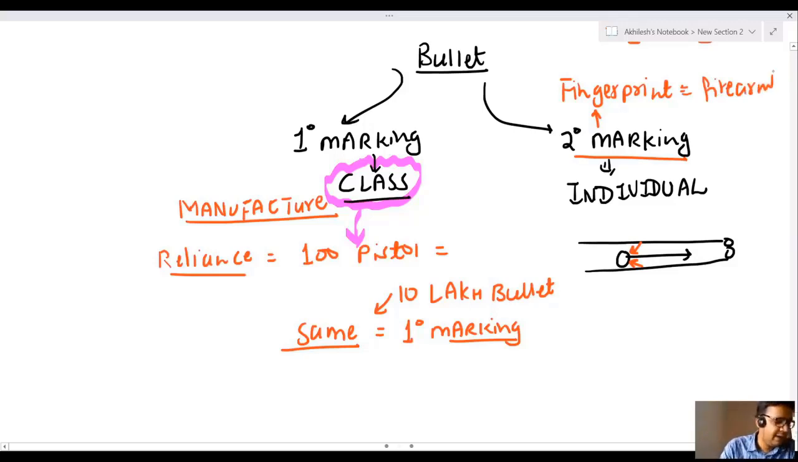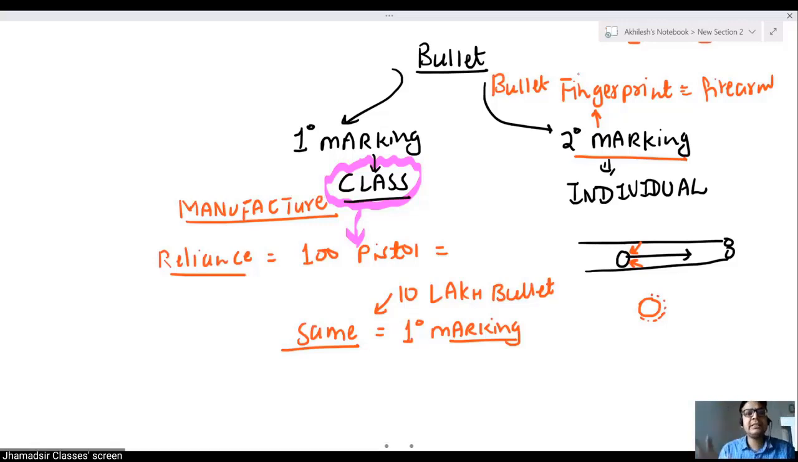This secondary marking is also known as the fingerprint of a firearm, or the bullet fingerprint. This is known as secondary marking when the bullet comes out. Dr. Saab, revise with me. Listen very, very carefully.